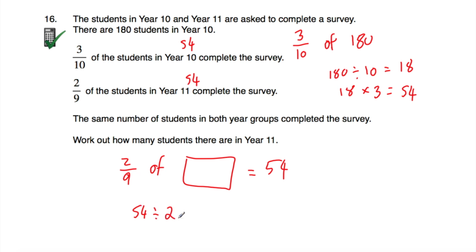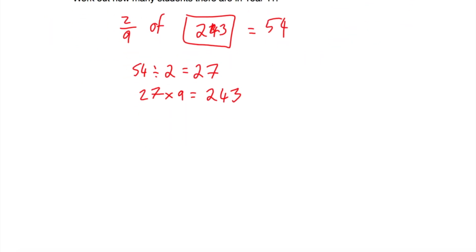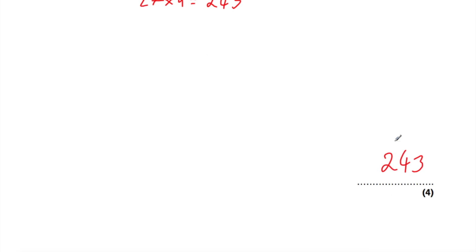54 divided by 2 is equal to 27, and then let's times by the bottom. 27 multiplied by 9 is equal to, and it's a calculator question, 27 times 9 is equal to 243. So there's 243 students in year 11. So the answer is 243. Okay, let's look at our next question.